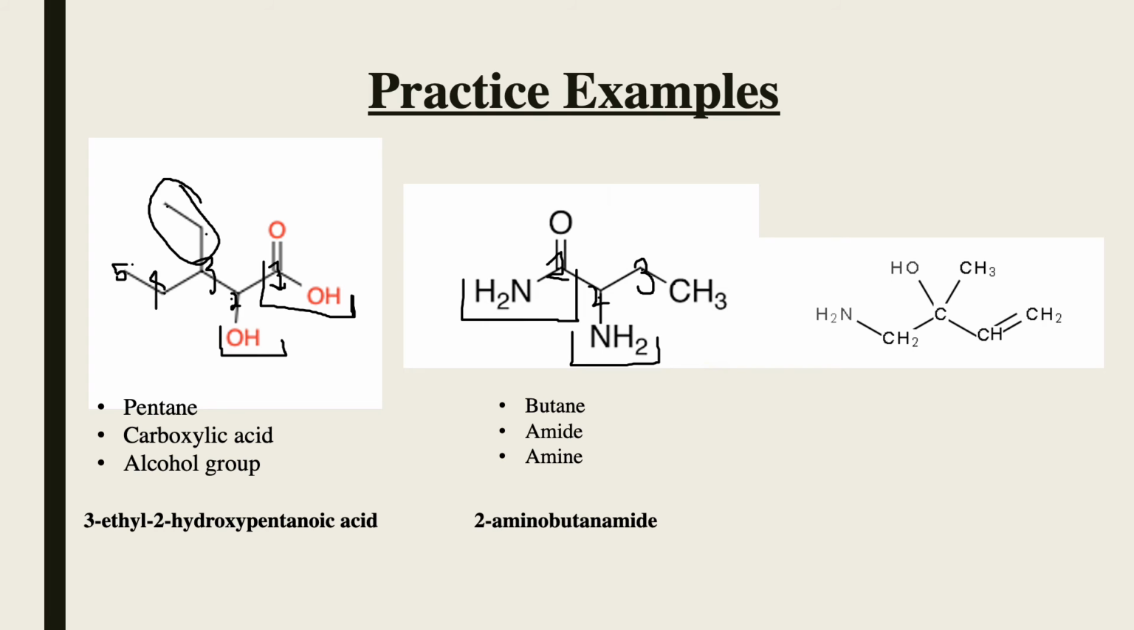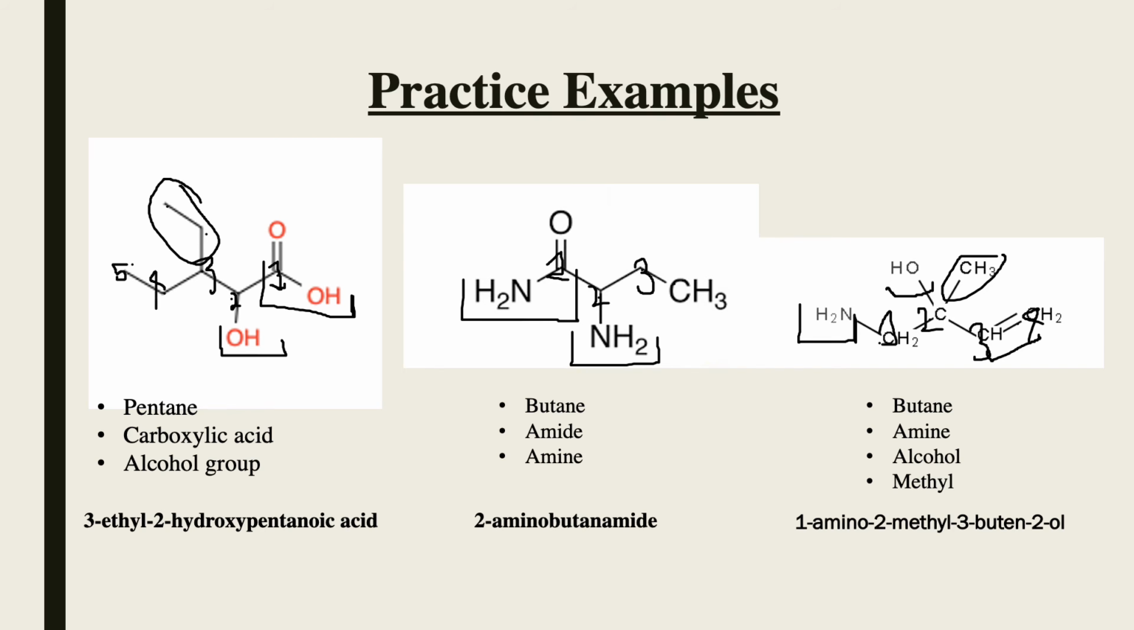Moving on to our last one here, we're going to count it out. 1, 2, 3, 4. It seems to be our longest, so we're going to have butane. And now we're going to identify our groups. So here we can see that we have an amino group. Here we have an alcohol. Here a methyl group. And then here a double bond. Numbering them so that we get the lowest number for the amine, which is of our highest precedence, it's going to be 1, 2, 3, 4. And we're going to get the name 1-amino, 2-methyl, 3-butene, 2-ol.